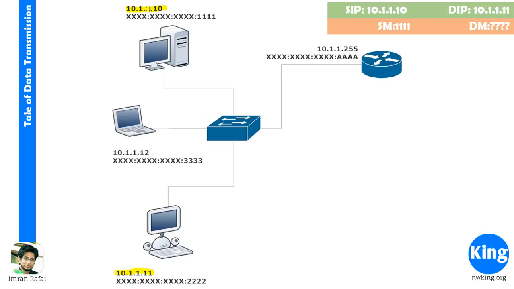So when 10.1.1.10 IP address computer wants to communicate with this computer with 10.1.1.11, the critical information they need is the MAC address. But this guy has only these three pieces of information. So it has the source IP address, which is itself. It knows that it needs to go to 10.1.1.11, so it knows the destination IP address. It knows itself, so it knows its MAC address, but it does not know the MAC address of the destination device. What does it do?